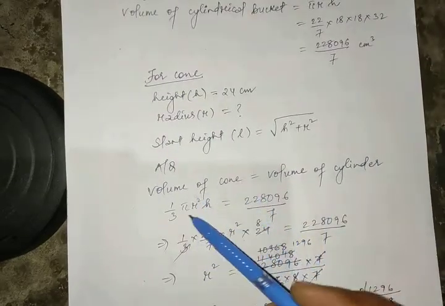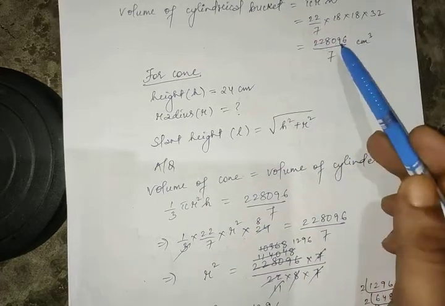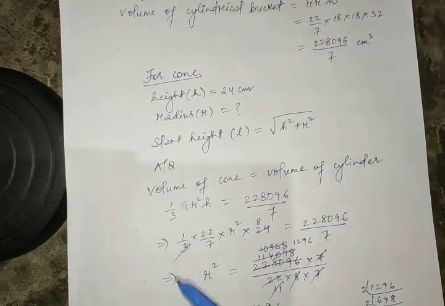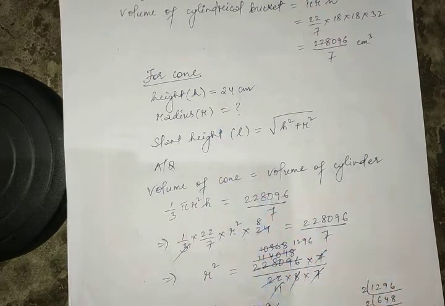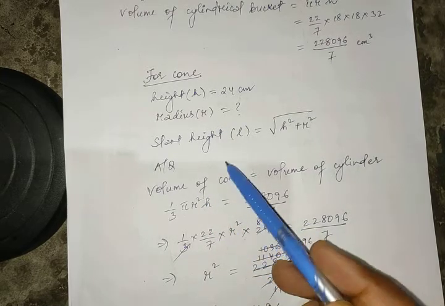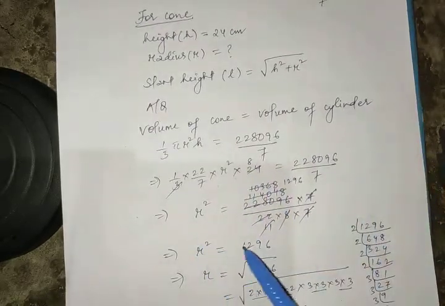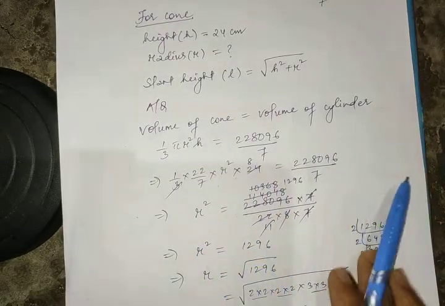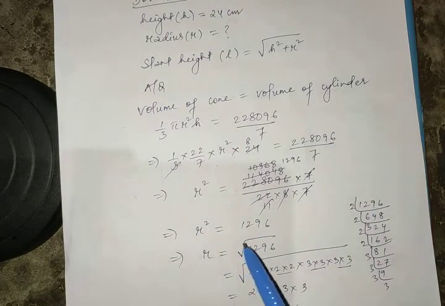So volume of cone formula is 1/3 pi r square h, that is equal to volume of cylindrical bucket, that is this much. So now you put the values. Pi r square is what? Not given, so we have to find r. H is given, that is 24. So after calculation you will get r square is equal to 1296. Then only r will be square. So if you take on the other side, right side will be square root.